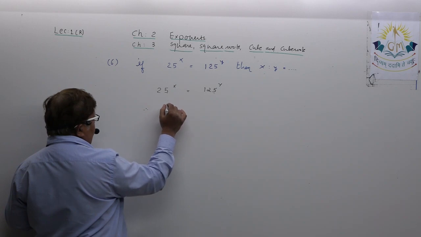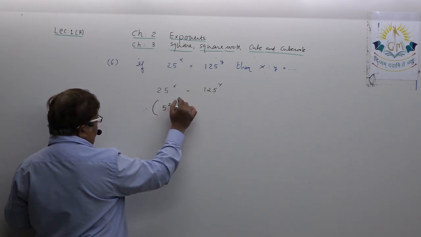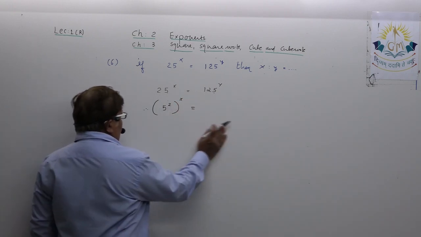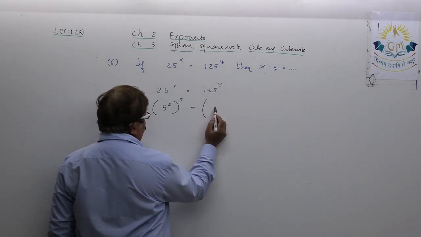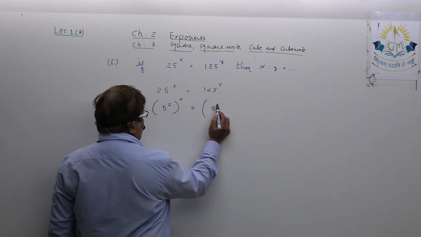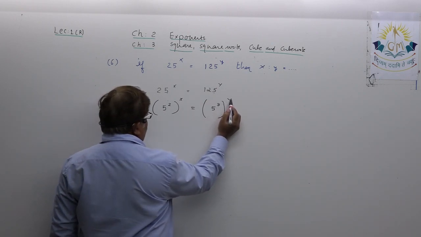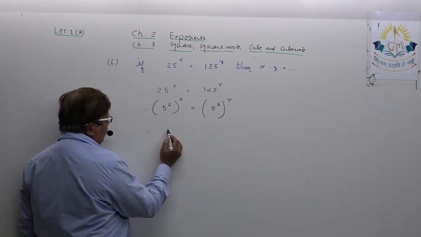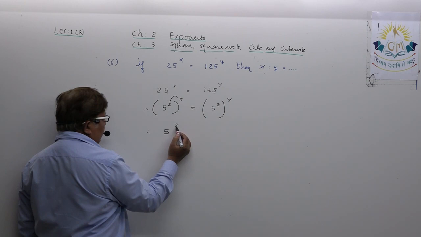Instead of 25, I can write 5 square. Instead of 125, I can write 5 raised to 3 raised to y. And now the next step, law of power. Both the power will multiply.